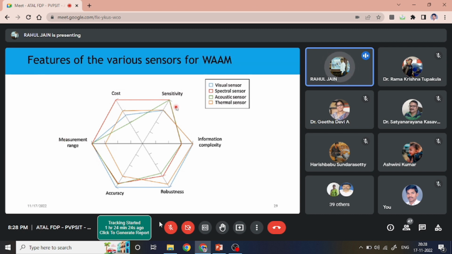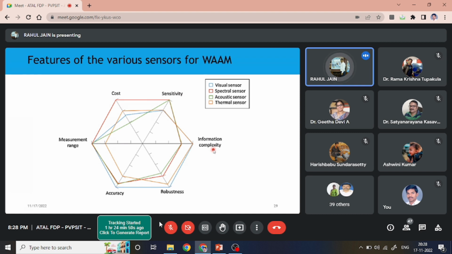So this particular diagram evaluates all these four sensors on 6 different parameters. One is measurement range. So what is the range of the measurement, how far you can attach the sensor? The cost of the sensor, which is another important feature. The sensitivity of the sensor, how quickly the sensor can respond. So sensitivity talks about that particular information.